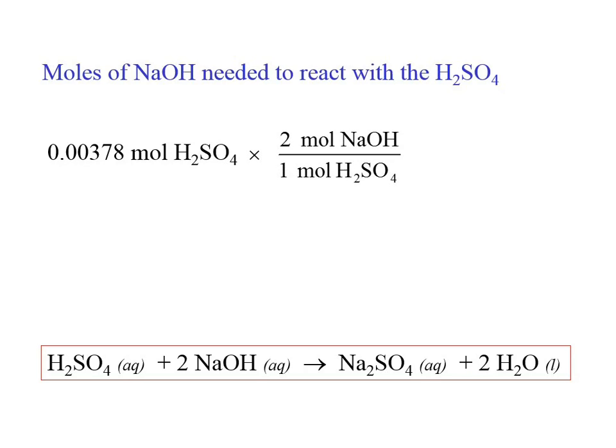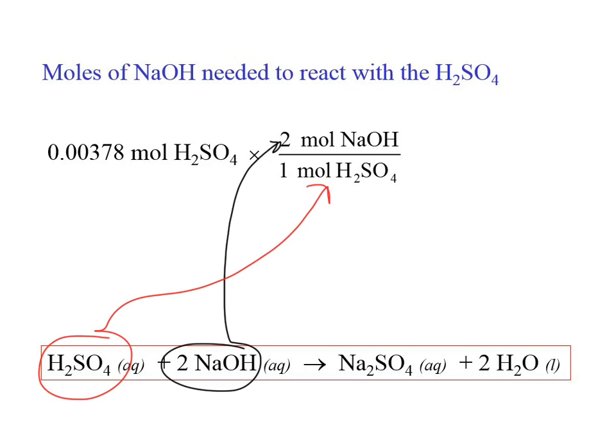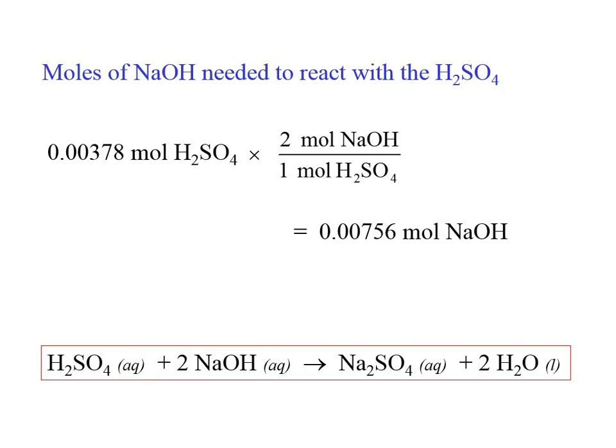So we use the balanced equation. We put 2 moles NaOH in the top, and we put 1 mole of H2SO4 in the bottom from the stoichiometric coefficients of 2 and 1. And then we're done. And there's no uncertainty brought by the 2 or the 1. So again, 3 significant figures. That's just 0.00756 moles of NaOH.